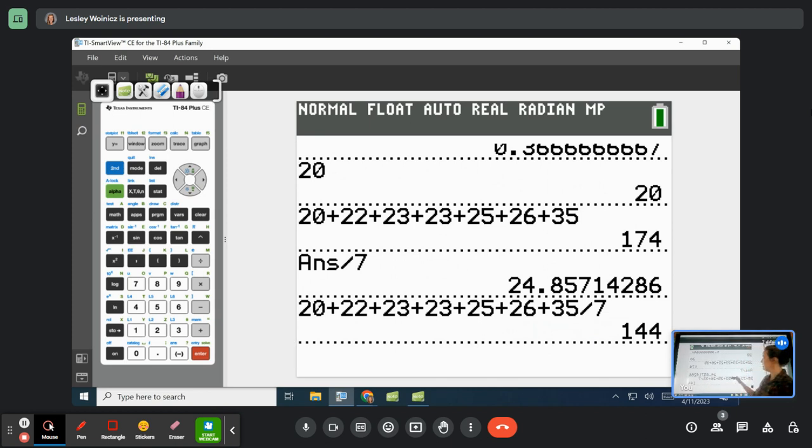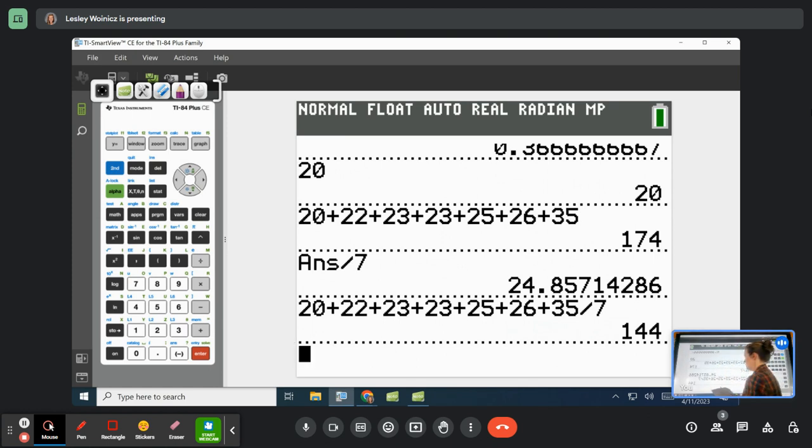Do you see how I do not get the same thing as when I add them all up, get the sum, and then divide by 7? I get 24.857. If I try to add them all up and then divide by 7 like this without parentheses, I get 144, and this is wrong, okay? So you cannot do it that way. You have to use parentheses or hit enter after you're done adding and then divide by 7. Okay, consider yourselves warned.